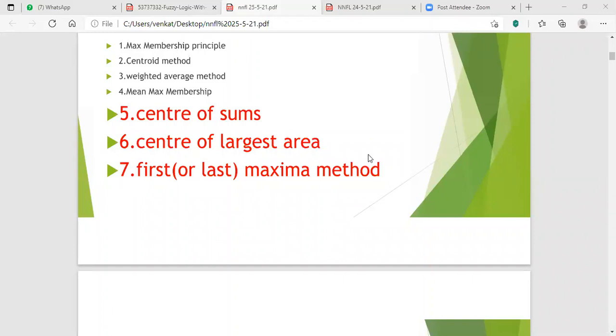Next, coming to the other part, rules. Okay, rules part. In our last class, we have learned the Sugeno fuzzy inference system, and how the Sugeno fuzzy inference system rules are different from Mamdani.